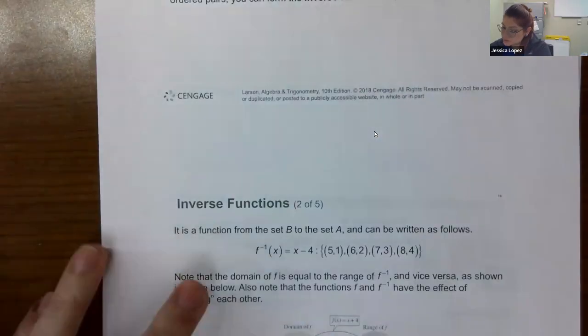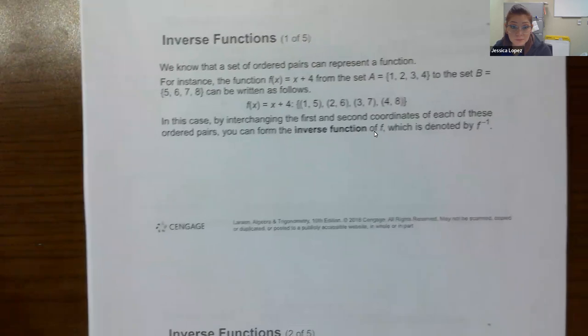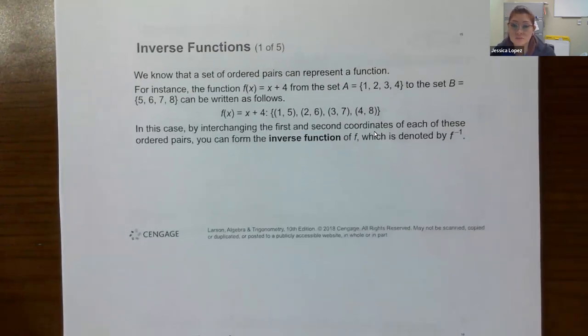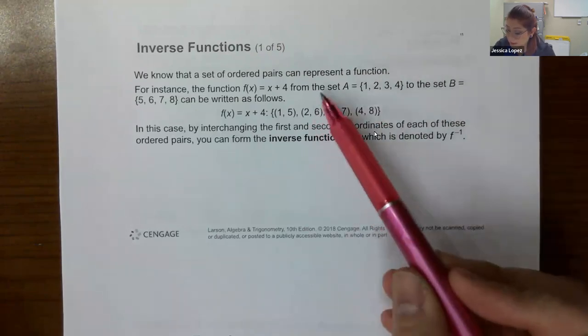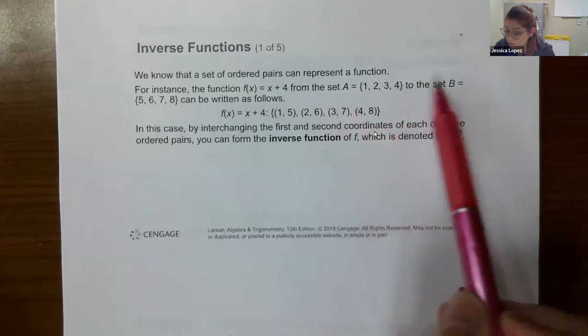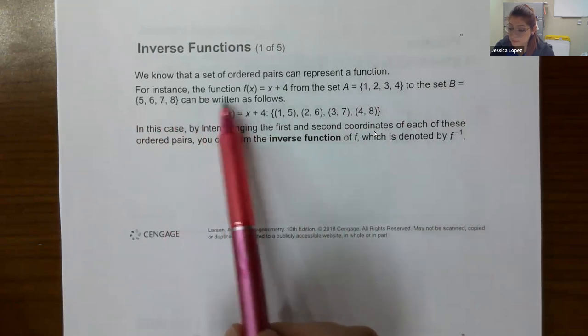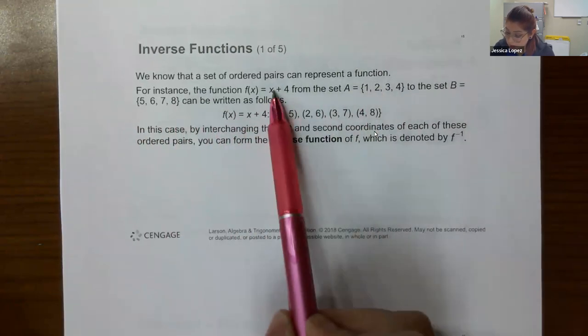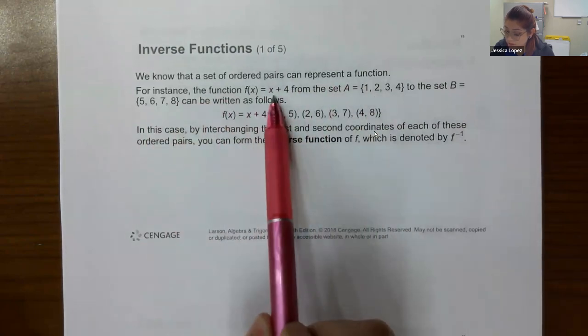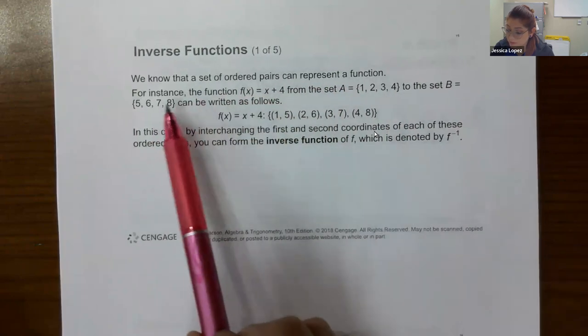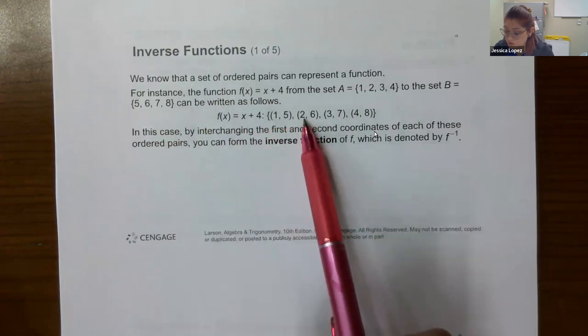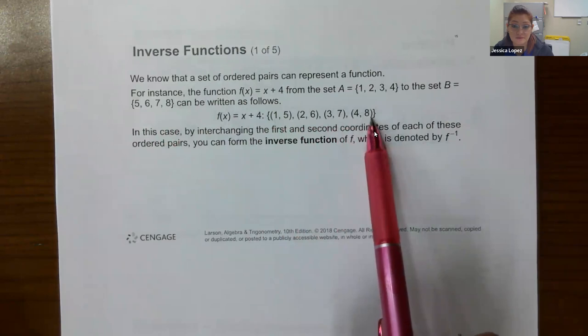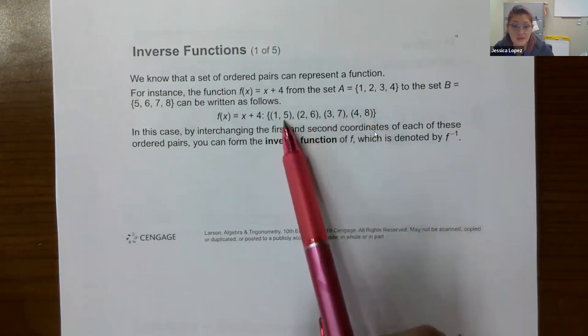Okay, so where are we? There we go. It says, we know that a set of ordered pairs can represent a function. For instance, f of x equal to x plus 4, from the set 1, 2, 3, 4 to the set 5, 6, 7, 8, can be written as follows. When you plug in 1, it maps to 5. When you plug in 2, it maps to 6. When you plug in 3, it maps to 7. And when you plug in 4, it maps to 8. So 1 is mapped to 5, 2 to 6, 3 to 7, and 4 to 8, right? The x values from A and the y values from B.